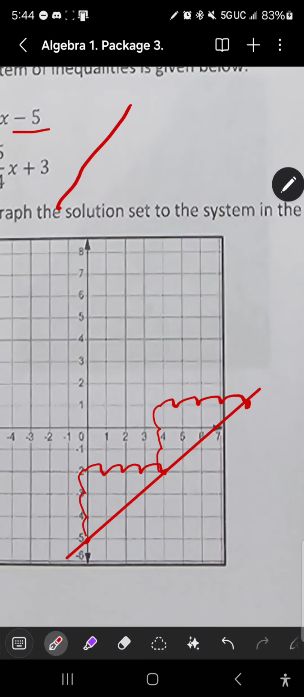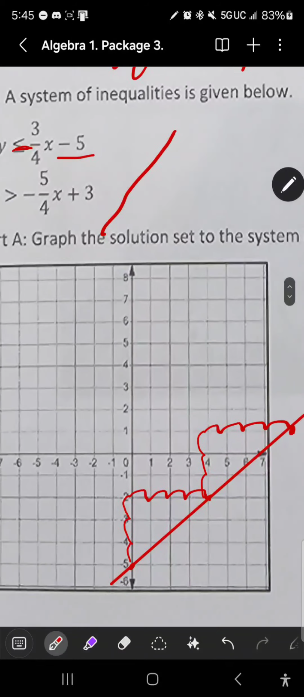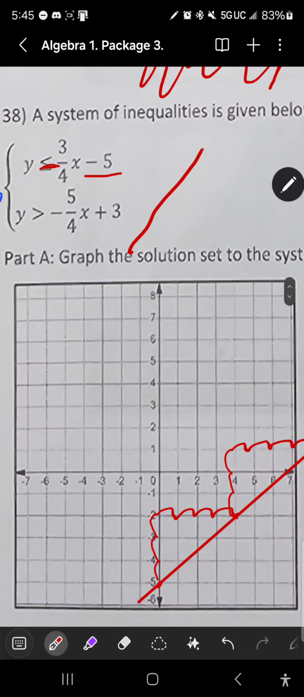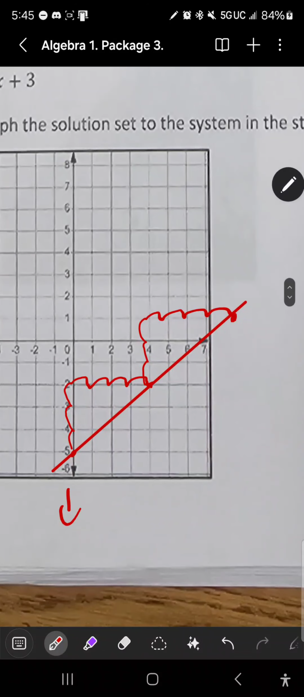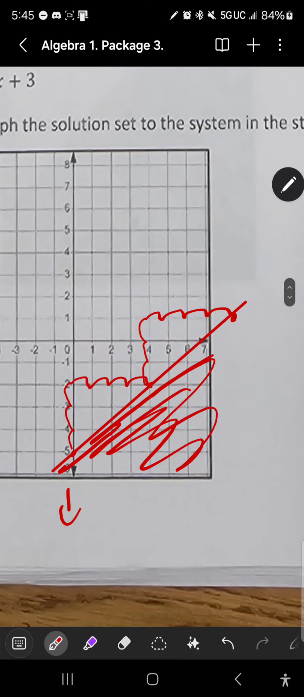Okay, this one is fine. So this is our line, and we see that it's less than or equal. So it's going to be under the y-intercept. It's going to be over here. And this is the part that gets shaded.